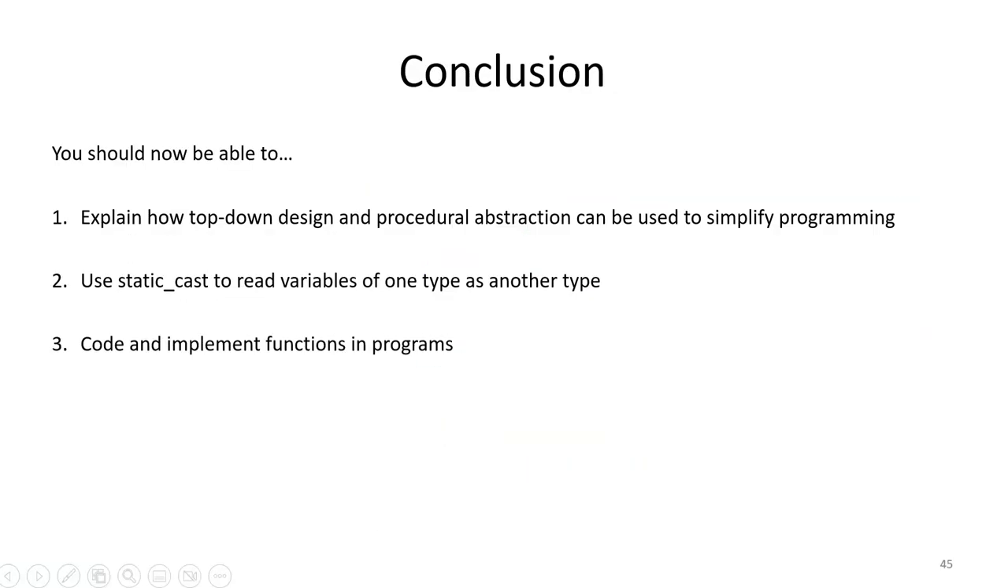All right, so with that, we'll go ahead and end our video for now. Hopefully now you can see how functions really can simplify your programs. And as your programs become more complex, using functions is going to become more and more important. Also, make sure you remember how to use static cast to read variables of one type as another type. You'll see that if you put an int in a function that's expecting a double, the function may perform some of this casting automatically. So you want to be careful and pay attention to the data types you're using.